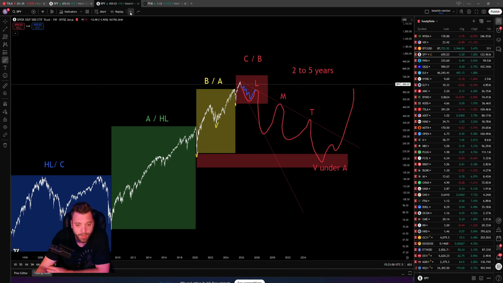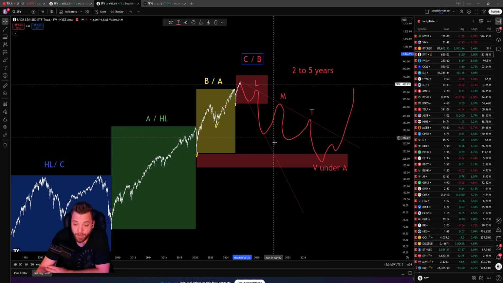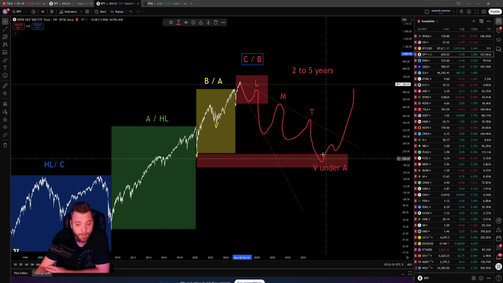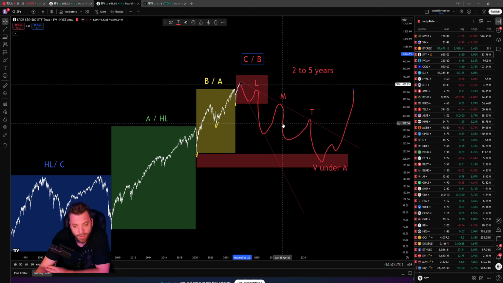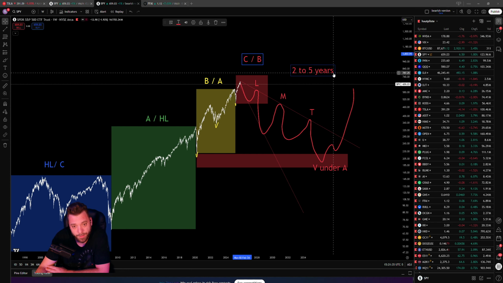The important part is, if this was C, first of all, it would be kind of the first C for SPY. The same for NASDAQ, same for Dow Jones, same for IWM. But if this was C, your target for the bottom is something around 200 or even lower, because it's a V&A. In my opinion, this would take at least 2 to 5 years.